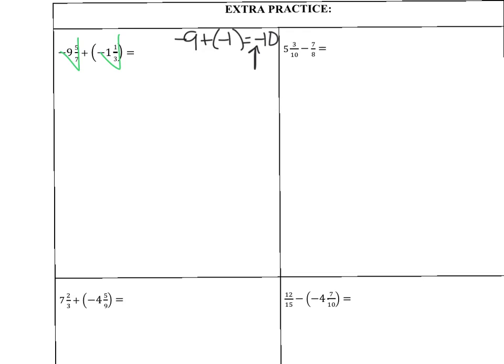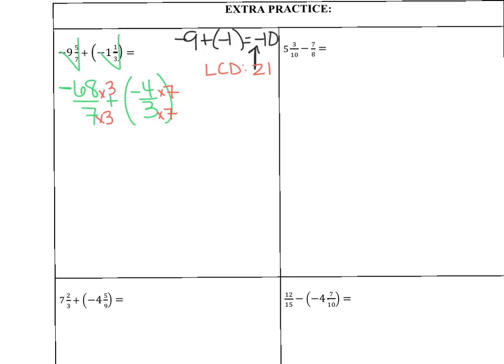All right, so 9 times 7 is 63, plus the 5 on top leaves us with 68/7. Don't forget to write the negative with that. Plus 1 times 3 is 3 plus 1, so -4/3. Now, I still need to find a least common denominator. Our least common denominator in this case would be 21. So 7 times 3 is 21, so I'll do the same to the top. 3 times 7 is 21, so I'll do that to the top.